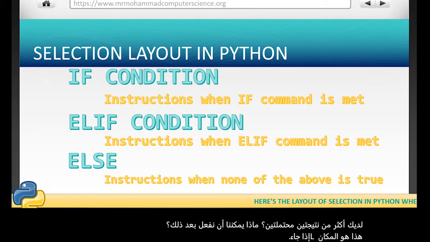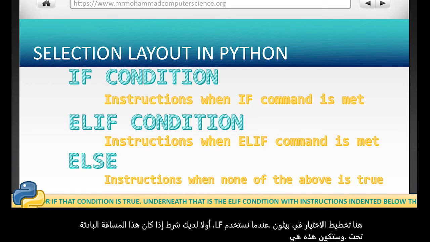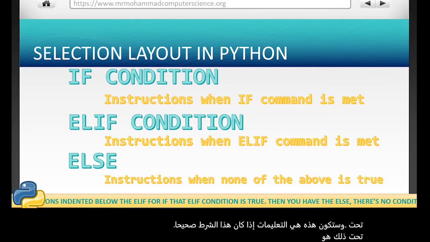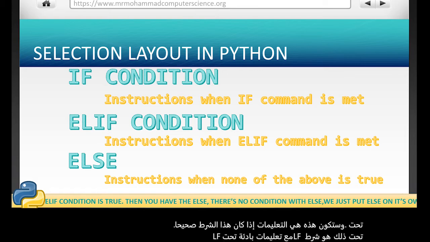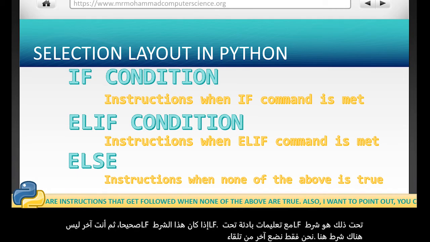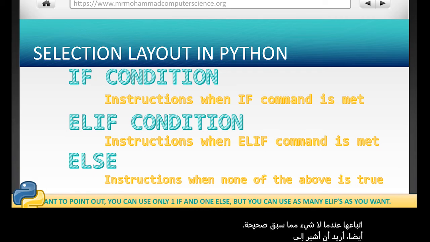Here's the layout of selection in Python. When we use elif, first you have your if condition. Then indented under this will be the instructions for if that condition is true. Underneath that is the elif condition with instructions indented below the elif for if that elif condition is true. Then you have the else. There's no condition here. We just put else on its own, and below it are the instructions that get followed when none of the above are true. Also, I want to point out you can only use one if and one else, but you can use as many elifs as you want.